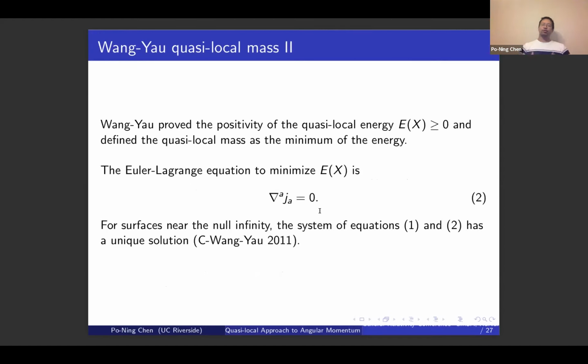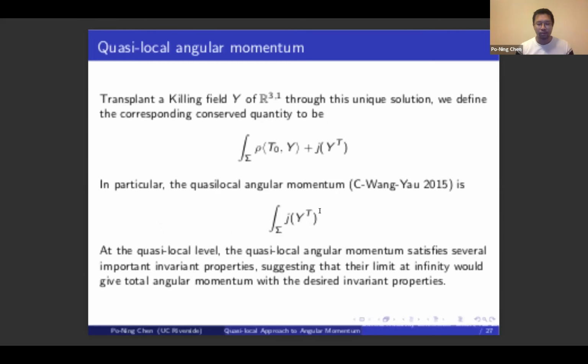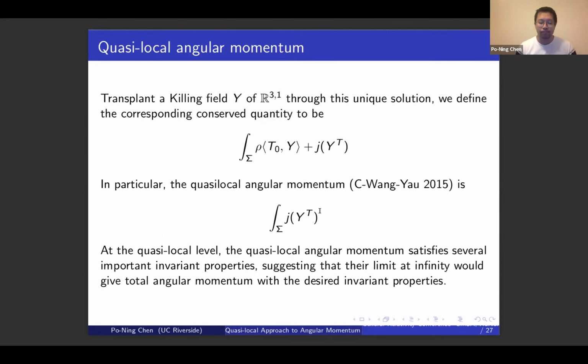So now from here, assuming I'm in a situation where the system has a unique solution for minimizing the quasi-local mass, how do I define, for example, angular momentum and center of mass? Right now I can transplant a Killing field of R31, which can either be a rotation or a boost, through this unique solution back to my surface. I can define the following corresponding conserved quantities.